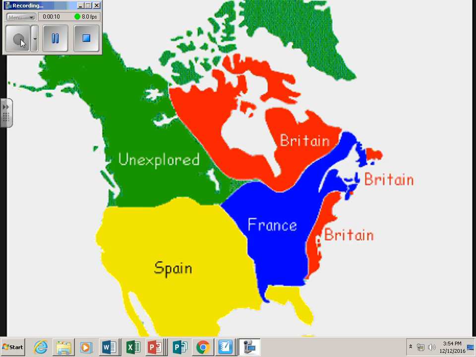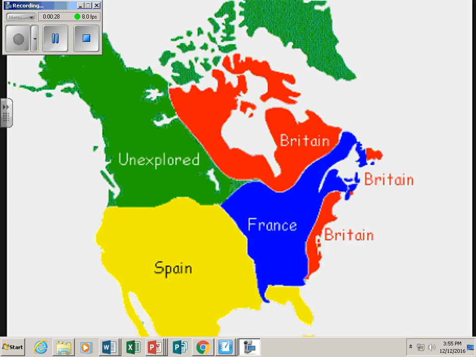Before we get started with the notes, I want you guys to take a look at the map that's on the screen in front of us. This is a map of North America as we know it in the 1600s, and how it was divided up by the three major European powers at the time, Britain, France, and Spain.